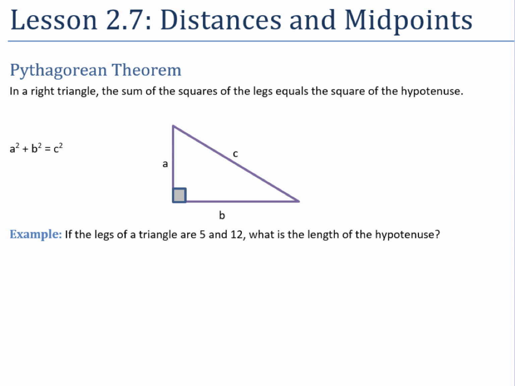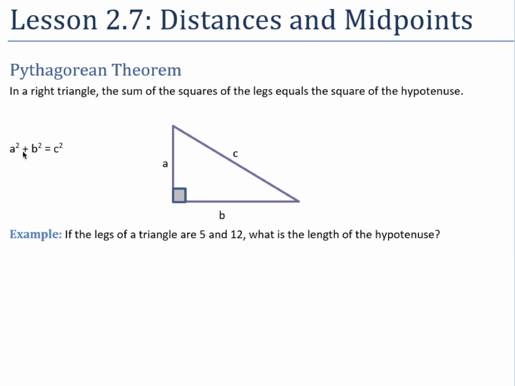In this lesson in Chapter 2, we're going to look at distances and midpoints in reference to points on a plane. First, we want to do a quick review of the Pythagorean Theorem. In a right triangle, the sum of the squares of the legs equals the square of the hypotenuse.